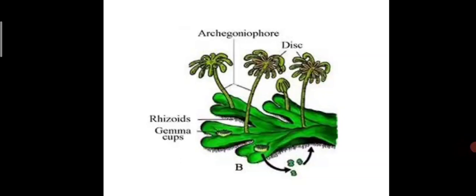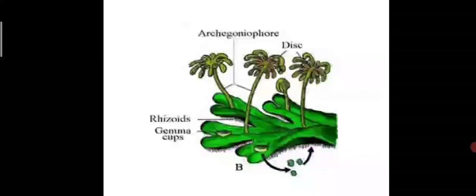So here the archegonia are arranged in acropetal succession. That was the same case in the antheridiophore also. So here archegonia are also arranged in acropetal succession, and there will be around 14 archegonia on each of the lobes of the disc.